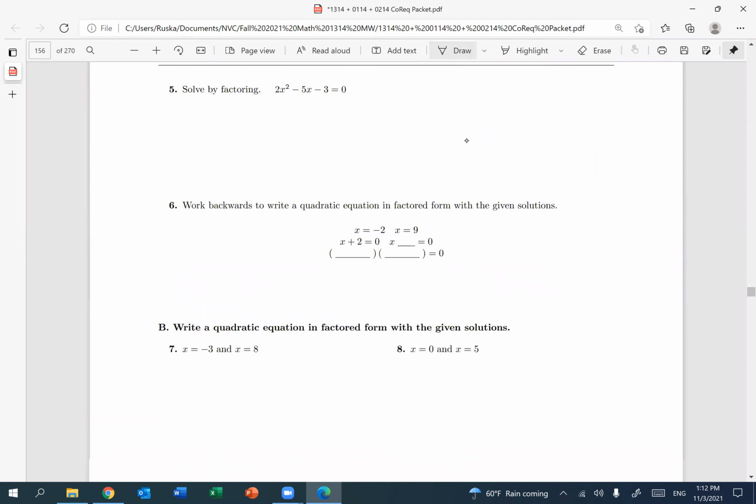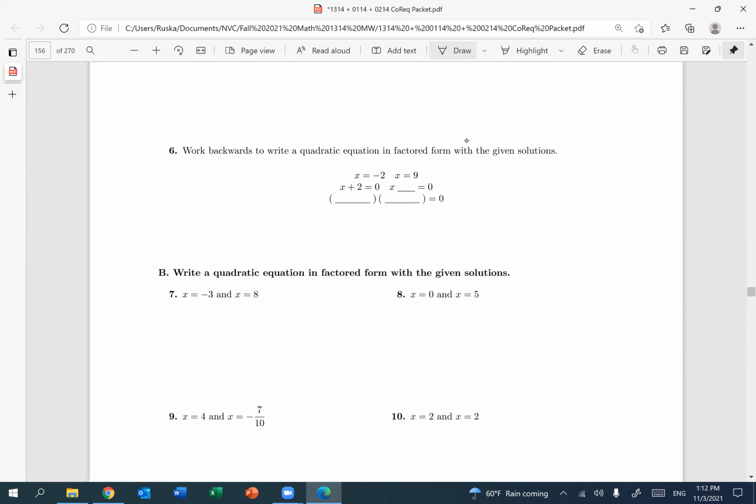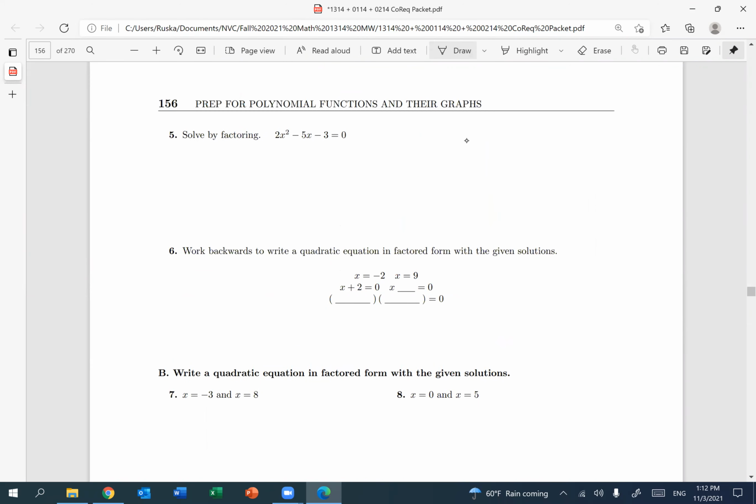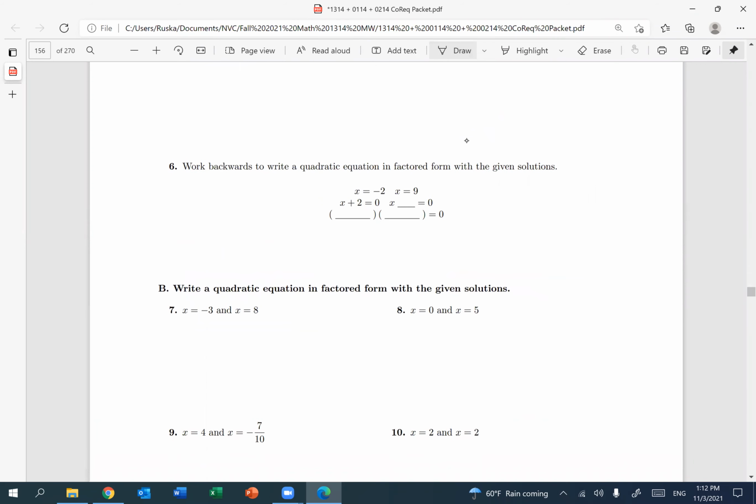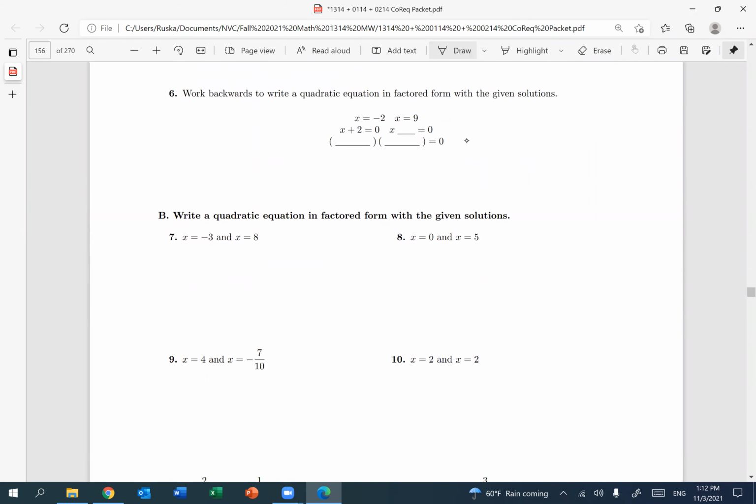We're going to solve equations by factoring. I'm not going to go over that. We did a lot of solving by factoring. We have the test over this. Now let's go over 6. Here we have to work backwards, and I think you have this also on the test.